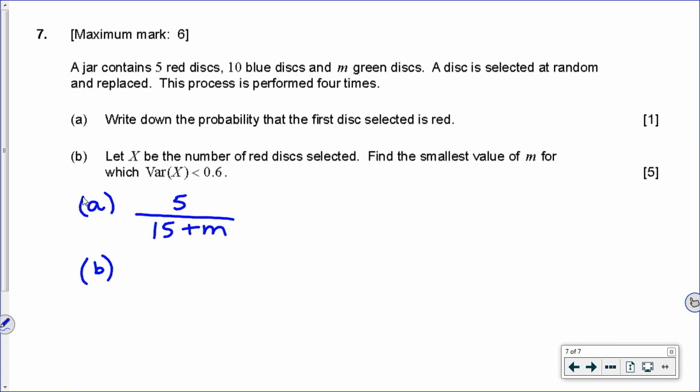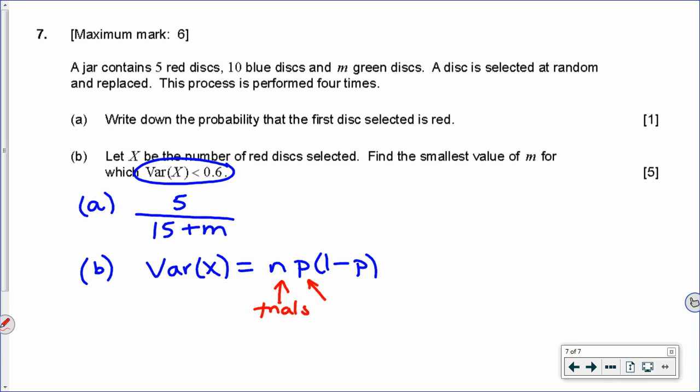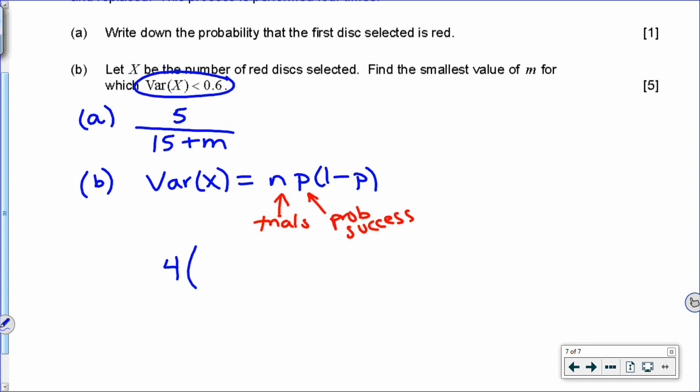So if you recognize it's binomial, you'll see that there's a formula for variance in the formula booklet for binomial distributions that says the variance of X is equal to N times P times 1 minus P, where N is the number of trials that you're doing. P is the probability of success on 1 trial, and then 1 minus P would be the rest of the probability. So in this scenario, we're doing 4 trials, so N is going to be 4. The probability of success, if success here is defined as selecting a red disc, is the thing we just found from part A, so 5 over 15 plus M.